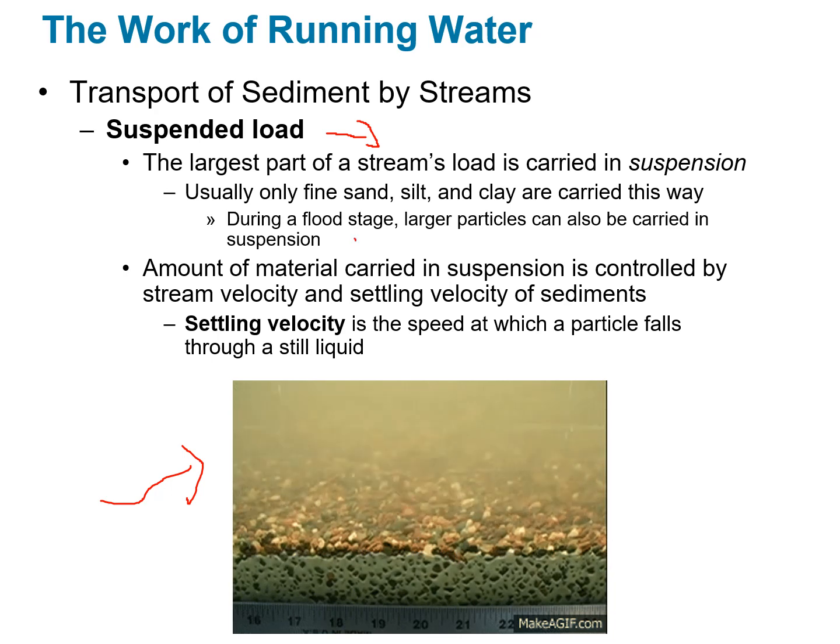During flood stages, typically in the spring, large particles can be carried in suspension. So you can have gravel being moved in suspension with fast-moving river water. And the suspended load is dependent on velocity. The faster the stream velocity, the larger the sediment the river can carry. And that's because each particle has a settling velocity, and that's the speed at which the particle falls through a liquid.